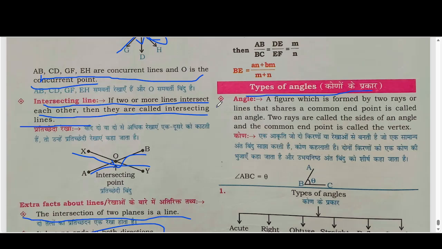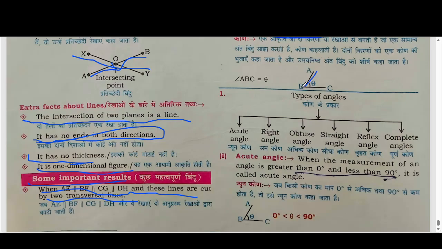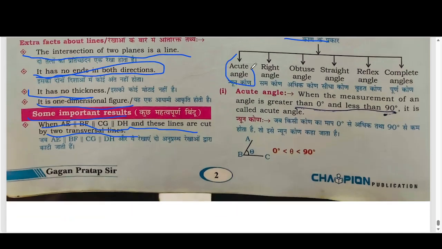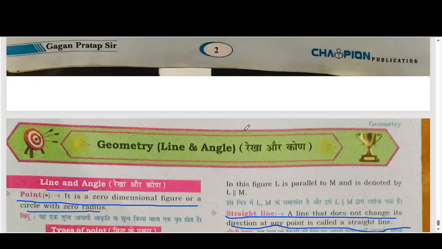Types of angles. Angle: a figure which is formed by two rays or lines that share a common endpoint is called an angle. Two rays are called the sides of an angle and the common endpoint is called the vertex. ABC is theta. Types of angle: acute angle, right angle, obtuse angle, straight angle, reflex angle, complex angle. Acute angle: when the measurement of an angle is greater than 0 degrees and less than 90, it is called an acute angle. That's like theta is greater than 0 and less than 90 degrees.